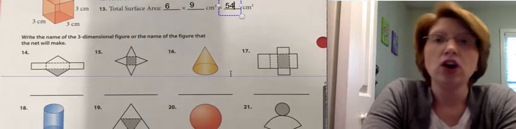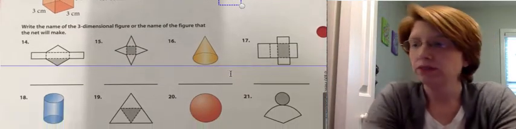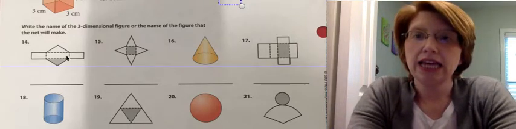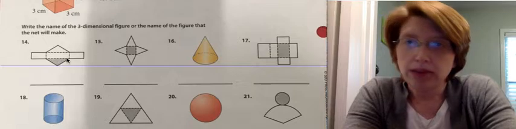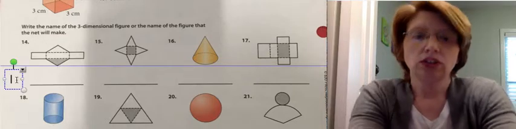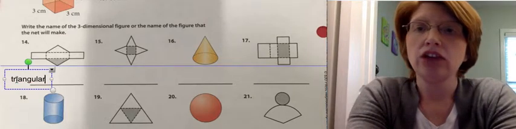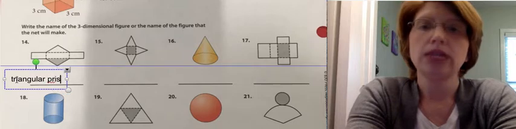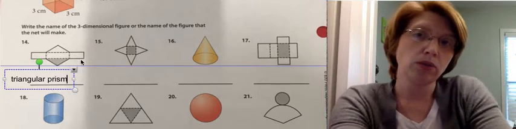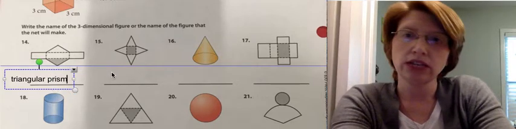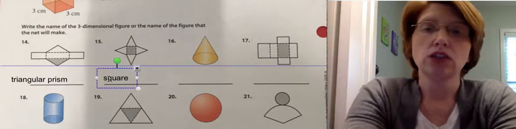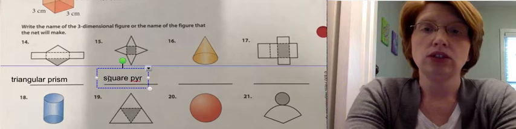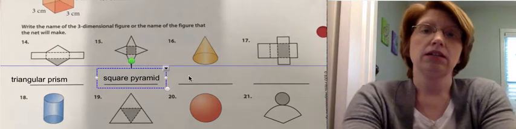Now, what are these three-dimensional figures? This is the net of a what? Here the base is the one colored. So it is a triangular prism because it doesn't come to a point. See how it's got the rectangles here? This one is going to come to a point, and it's got a square base. So it is a square pyramid.